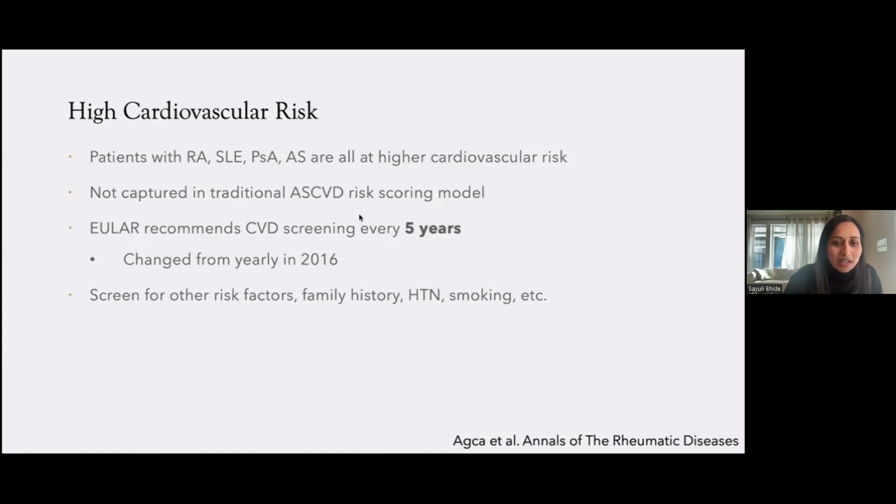And just note that a lot of these inflammatory reasons for developing early cardiovascular disease and cardiovascular death are not captured in our traditional ASCVD risk scoring model. So it's something that you need to talk about with the patient and make shared decisions about if they're borderline risk.